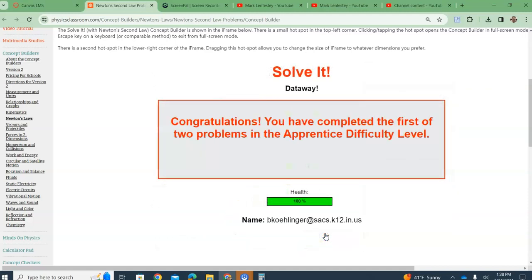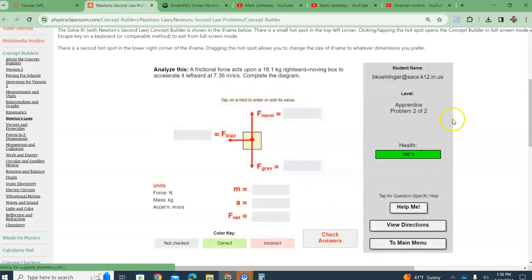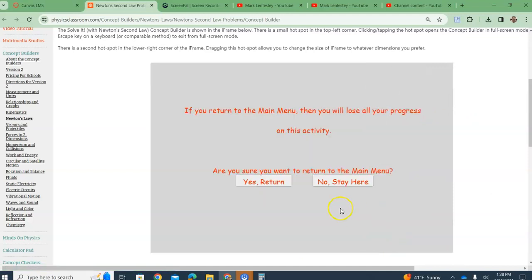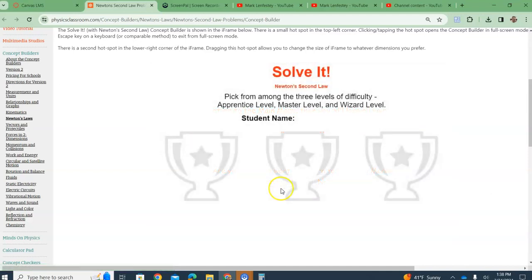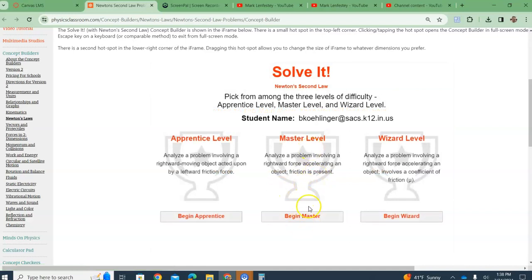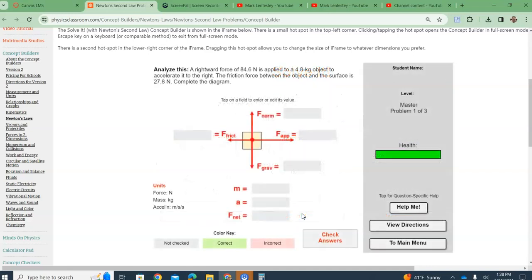And you can see that I got them all right. And there are two problems here, so you have to submit one more. Let me go to the main menu now. So I'm going to show you now the master level. Once you get that one done, you'll see this trophy, but you have to get two trophies here, apprentice and master level, before you submit your picture. So let me show you the master level.